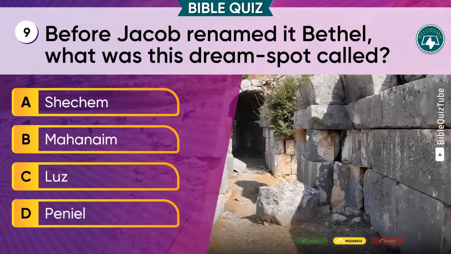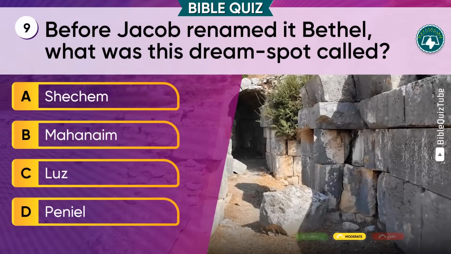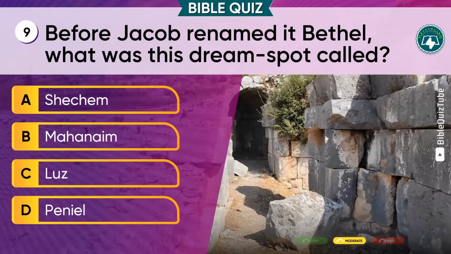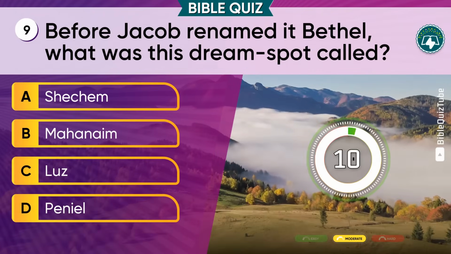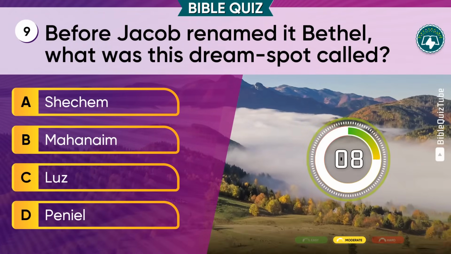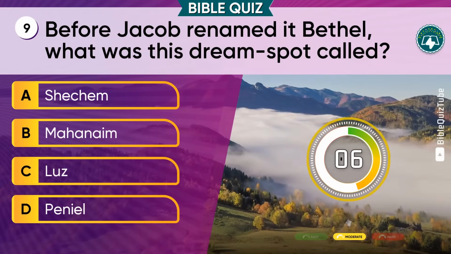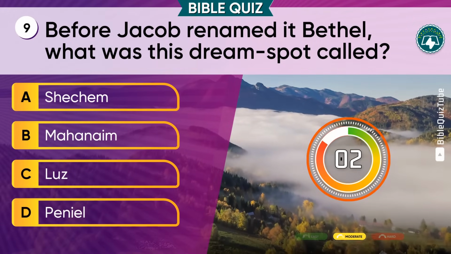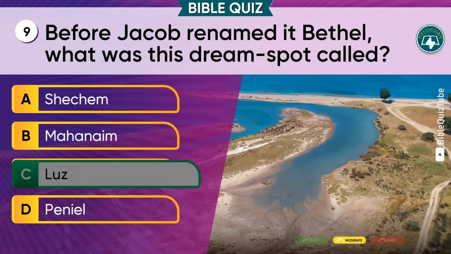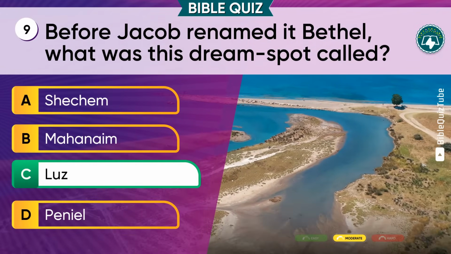Question 9. Before Jacob renamed it Bethel, what was this dream spot called? A. Shechem. B. Mahanaim. C. Luz. D. Peniel. Option C. Luz is correct.